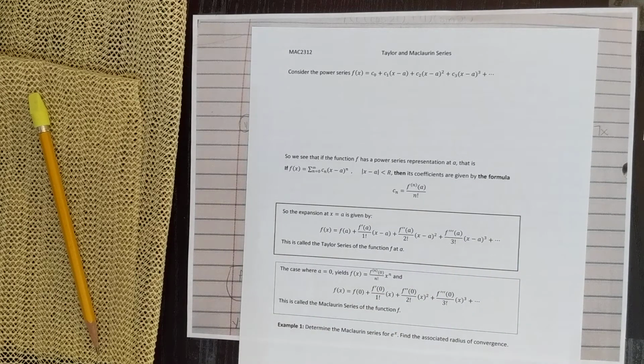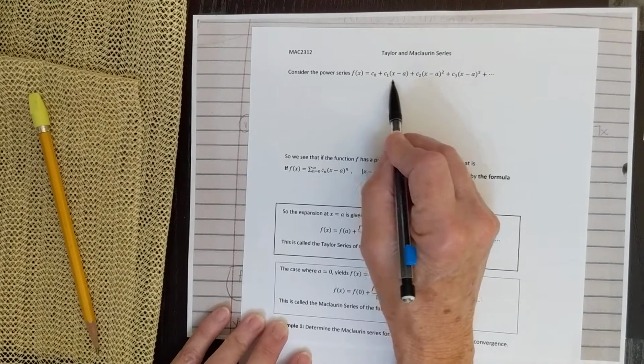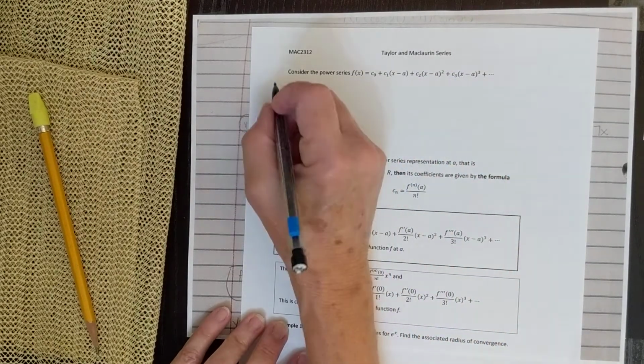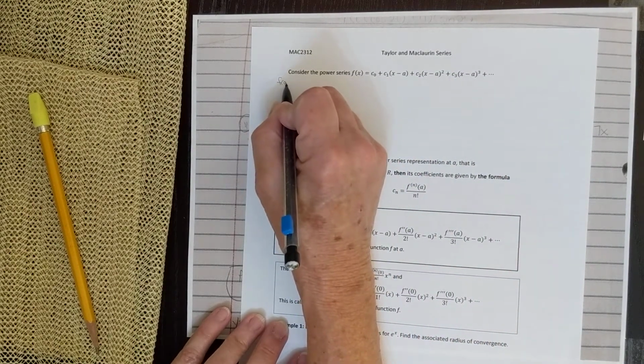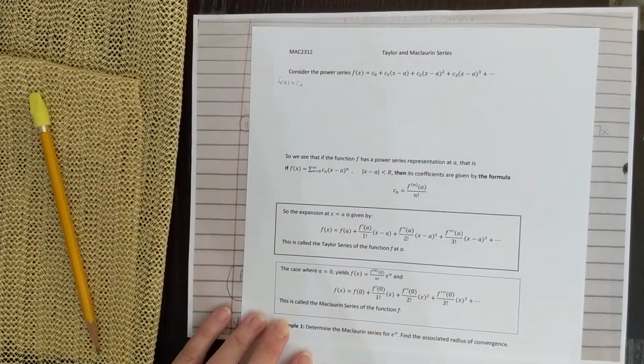So if we work on that for a minute, we can think, well, what if we let x equal a? If we were to let x equal a, all of these terms would go to 0, and so we would get f of a is simply equal to c sub 0. So that is the first coefficient.